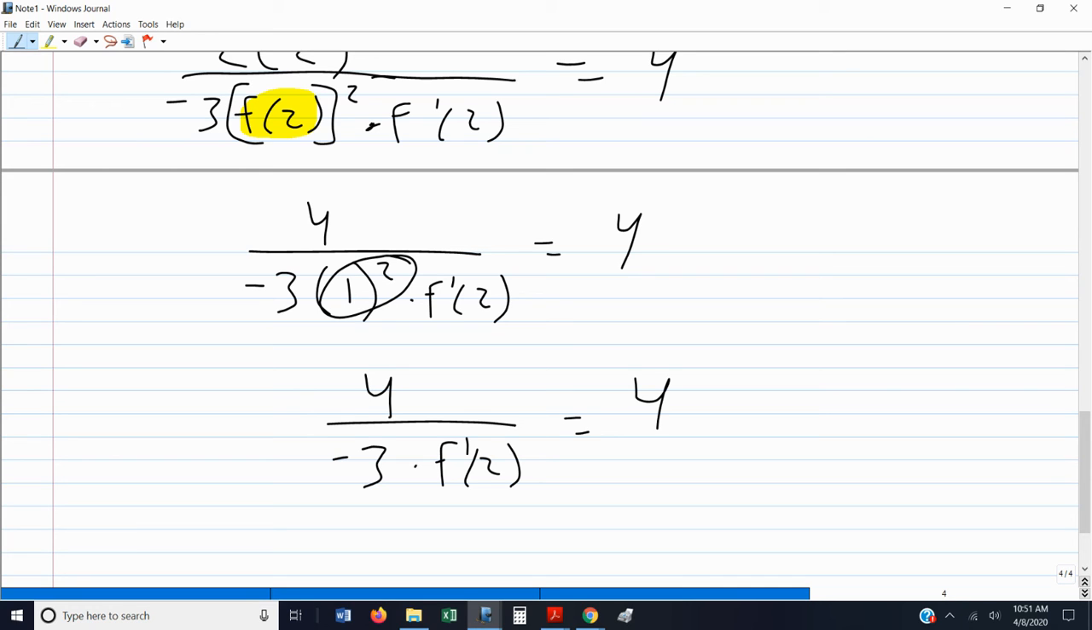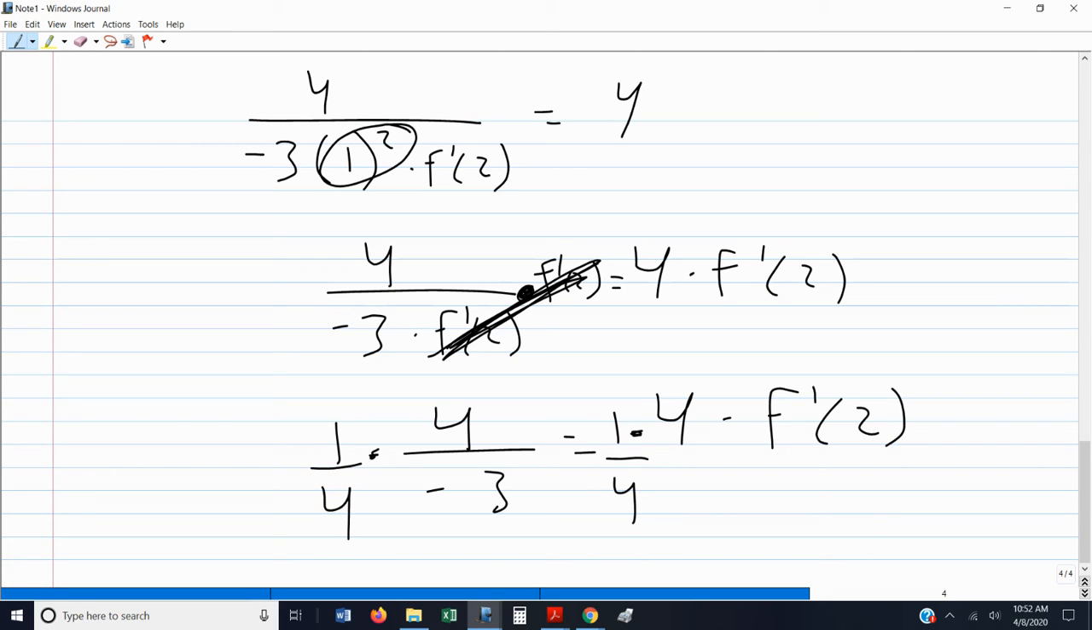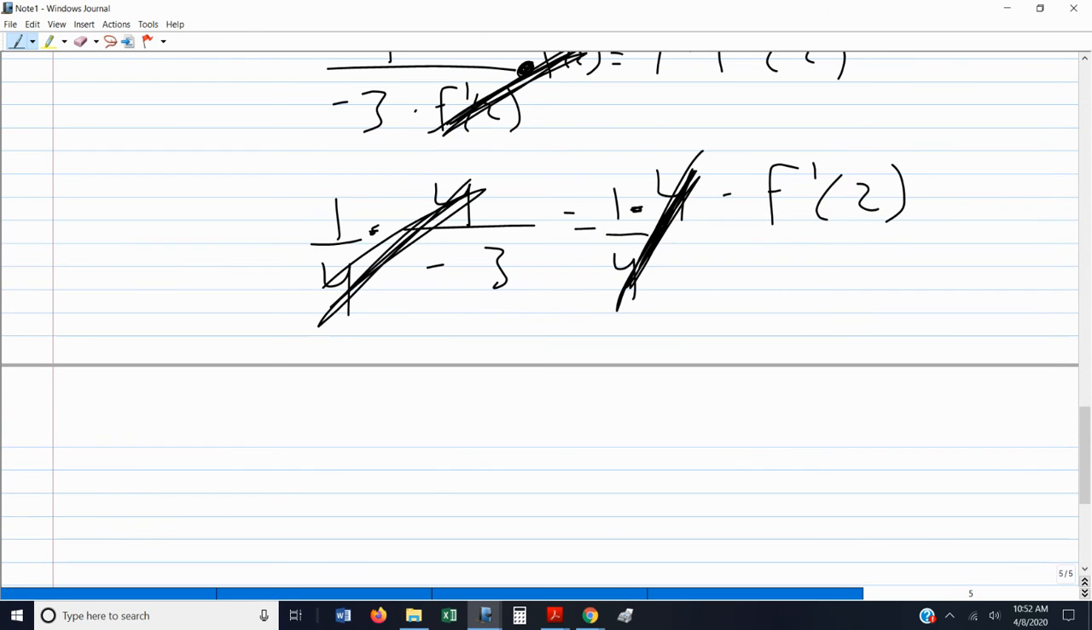So maybe what I would do, I'm going to move this equal sign a little bit. Maybe I would multiply by f prime of 2 on both sides. And that brings that out of the denominator and into a numerator. So 4 over negative 3, 4 times f prime of 2. And then I'm going to divide by 4. You could also write it as times 1 over 4. Right? Divide by 4 is the same as multiplying by 1 over 4. So that cancels and those cancel. And I have 1 over negative 3 is f prime of 2.